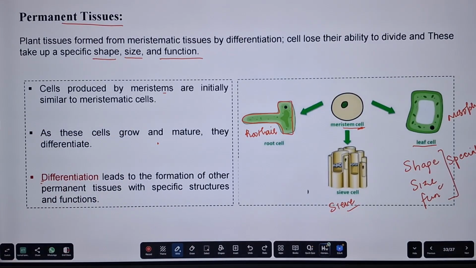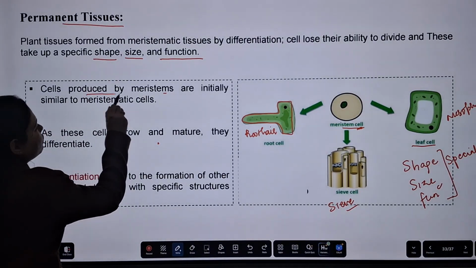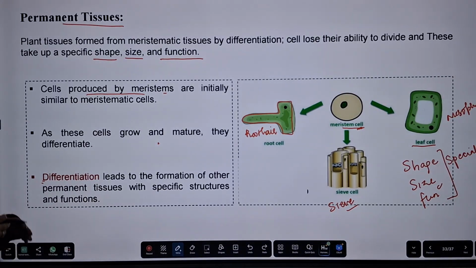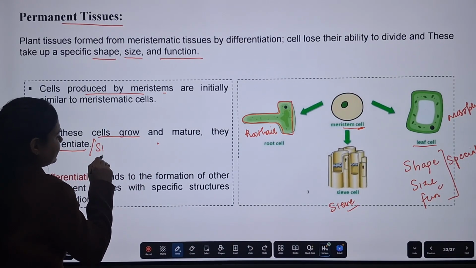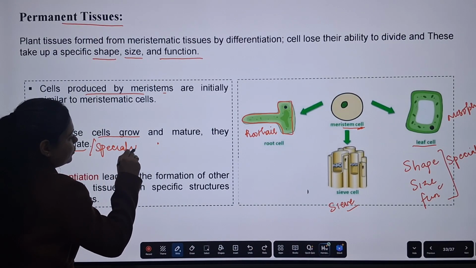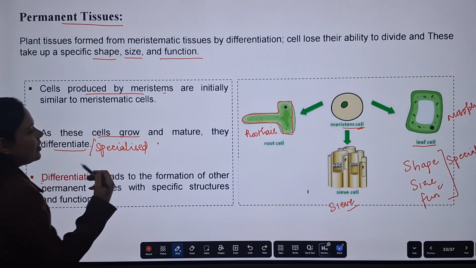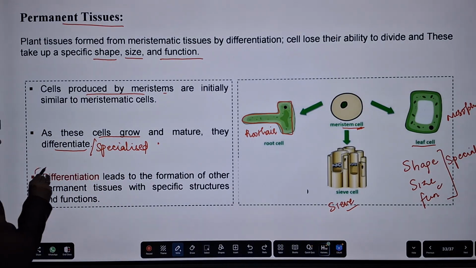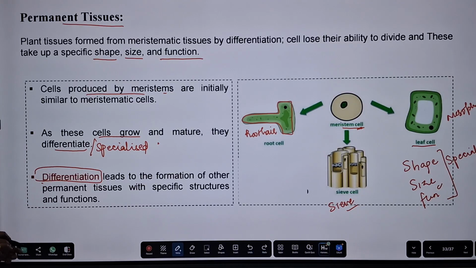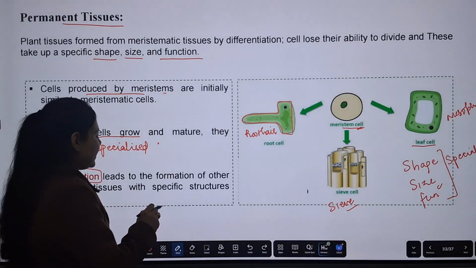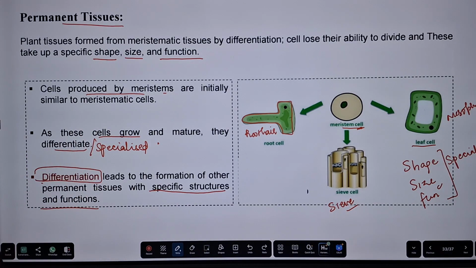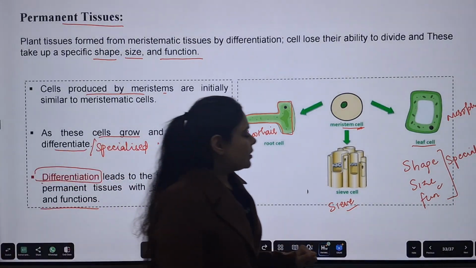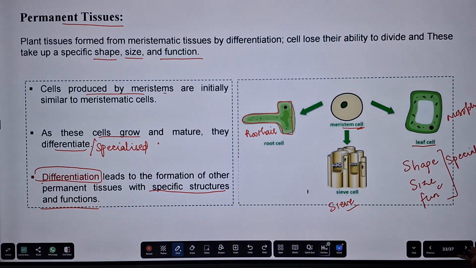Specific function. So permanent cells are produced by meristems and are very similar to meristematic cells. As these cells grow and mature, they differentiate, or they become specialized. So this process of formation of permanent cells from meristematic cells, we call differentiation. It leads to formation of permanent tissue from meristematic tissue. Means permanent tissue has cells that have specific structure and function. Now let's see the categories, subtypes of permanent tissue.